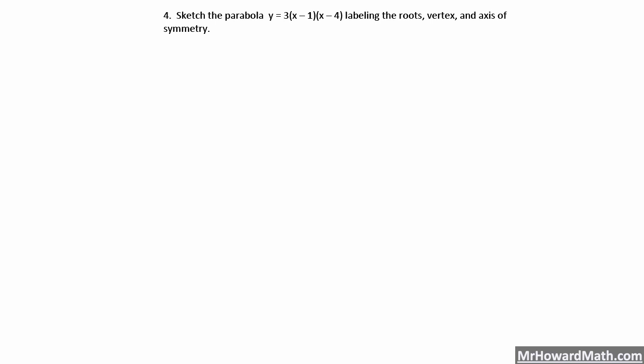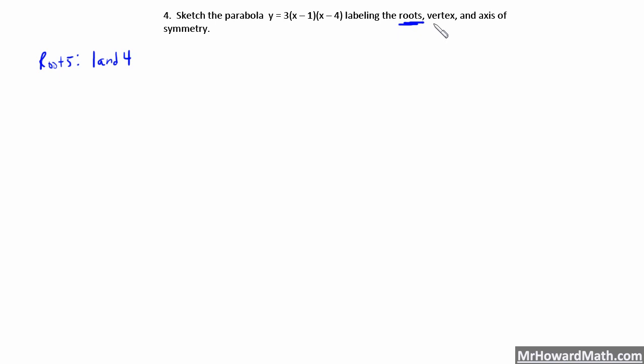It says sketch the parabola y equals 3 times the quantity x minus 1 times the quantity x minus 4, labeling the roots, vertex, and axis of symmetry. Okay, so looking at this form, it's a root form. So root form gives us the roots right away. So the roots are going to be the opposite of this sign and the opposite of this sign. So they are 1 and 4. Okay, so those are the roots.